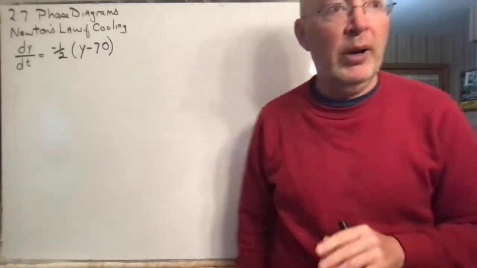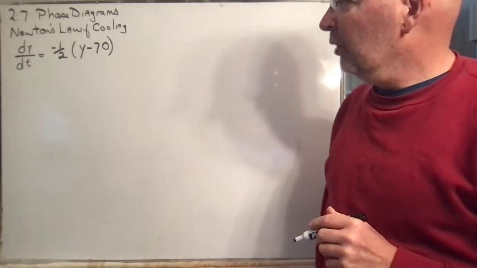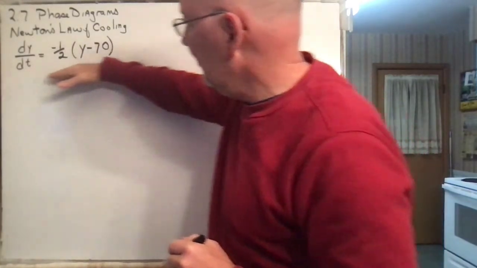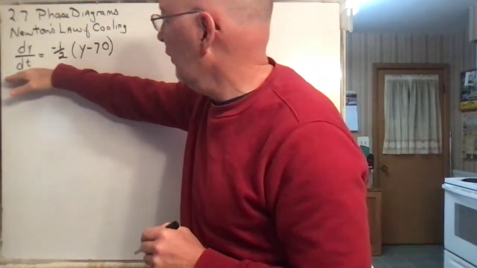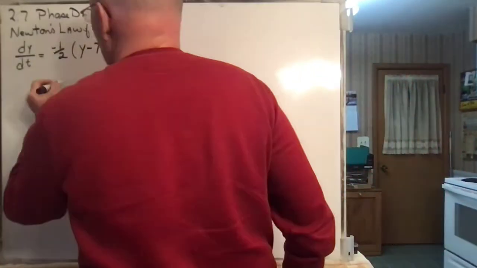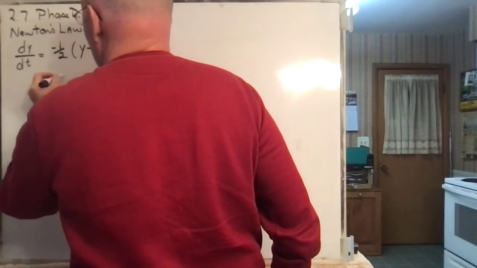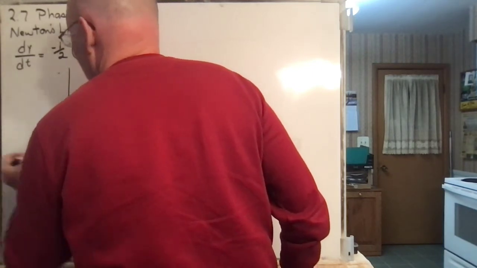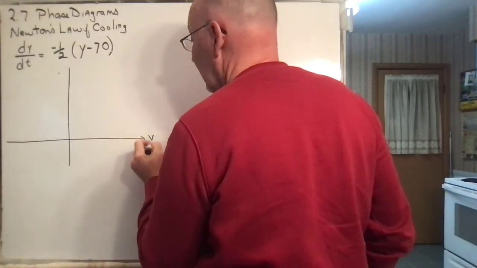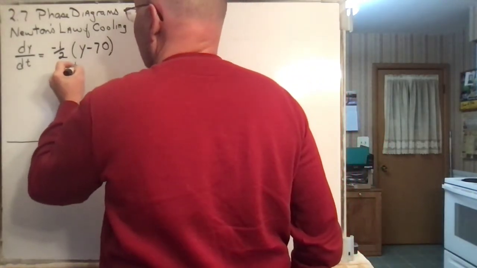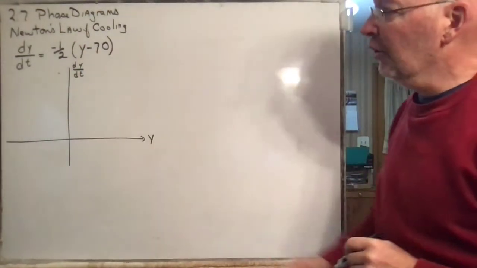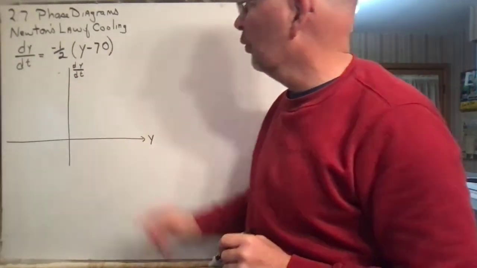But instead of doing it that way, which we've already done, let's do it another way instead. The way we do it is we graph this equation. By graphing this equation, what I mean is, let me do it over here. We make this axis y and this axis dy/dt. So here's your dy/dt, here's your y.